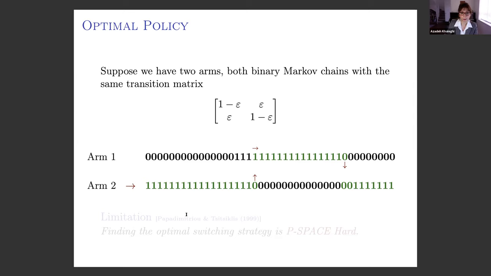The reason why I want to give you this example is that I want to convey the intuition that even though these two arms have exactly the same dynamics and therefore the same stationary mean, I could potentially do better by switching between these arms. So if I have an optimal switching strategy, then I'm going to be in business, because I'm going to be doing better than identifying the arm with the best stationary mean. Okay. So let me give you an example here.